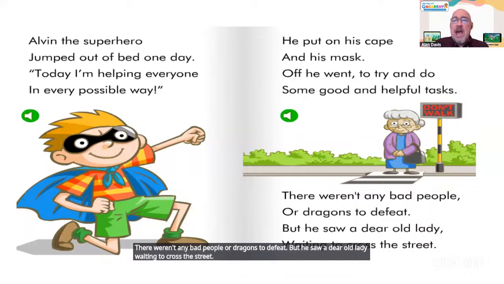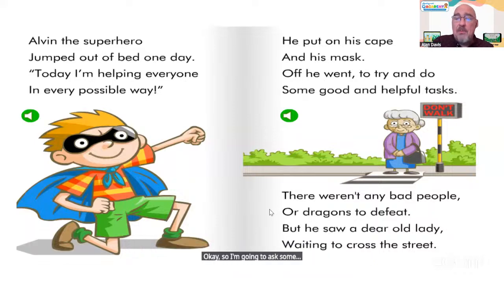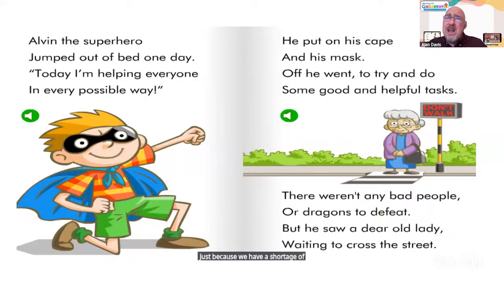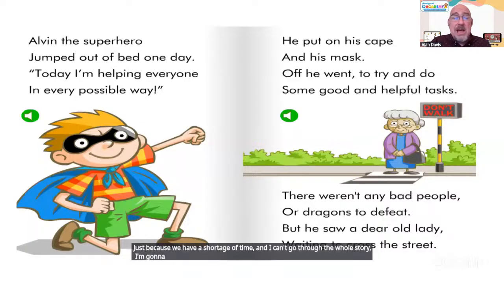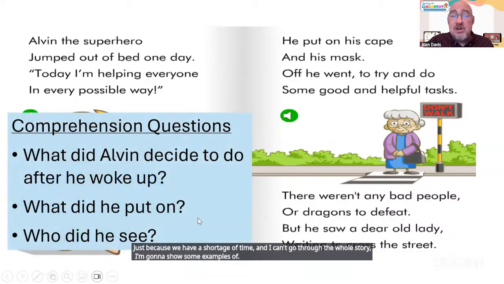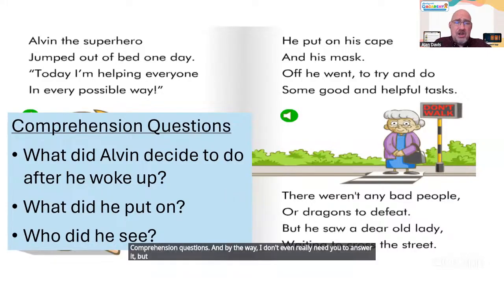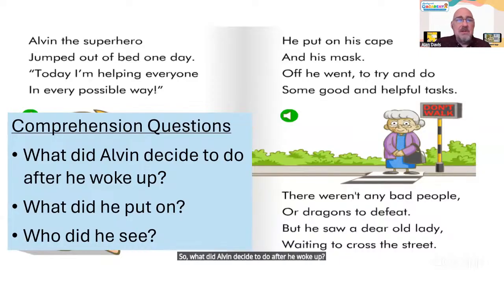Okay, so I'm going to ask some comprehension questions first. Now, by the way, I probably wouldn't ask any questions in my class at this point, but just because we have a shortage of time and I can't go through the whole story, I'm going to show some examples of comprehension questions. And I don't even really need you to answer it, but if you want to, you can. So what did Alvin decide to do after he woke up? Okay, so he jumped out of bed and then he decided to help everyone. That's his goal, a very unrealistic goal, right?